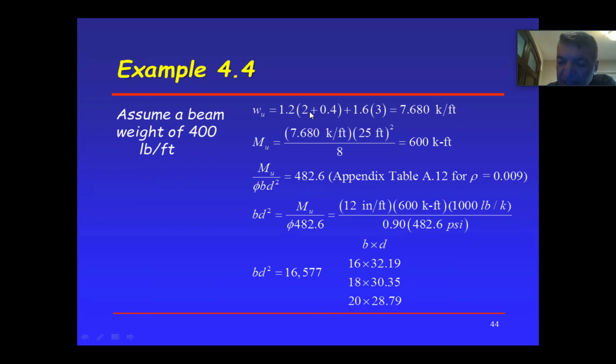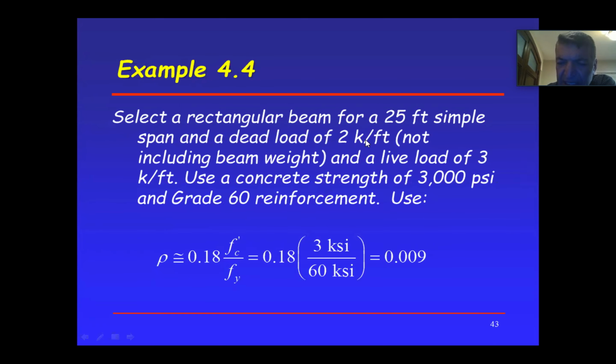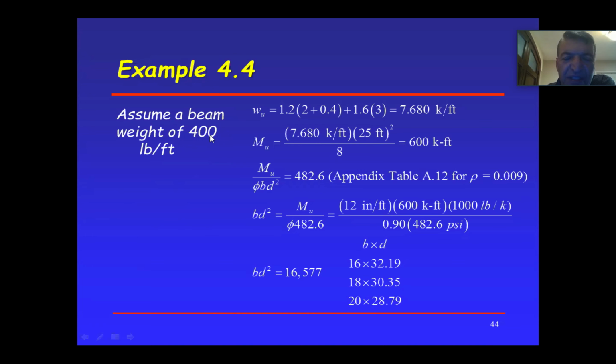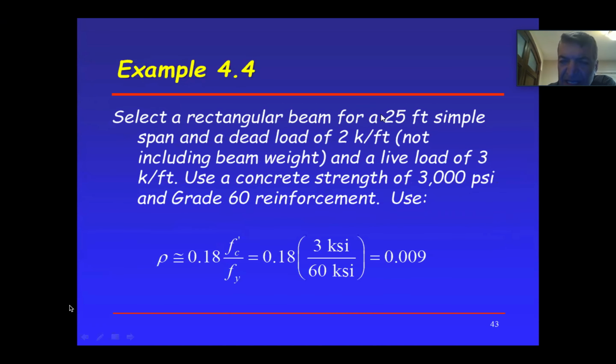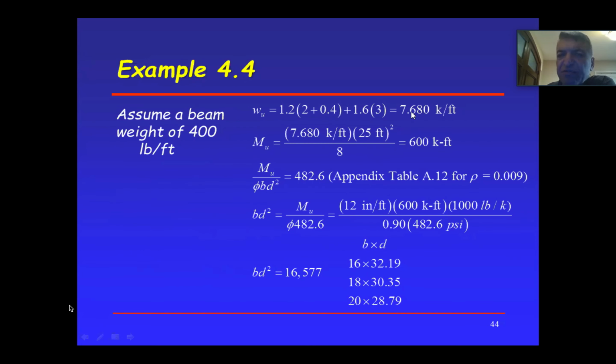1.2 dead load is what? It's the given 2 kips per foot plus the own weight of the beam, which is 0.4 kips per foot, plus 1.6 live load, given as 3. So it gives me this number. I calculate the moment, WL squared over 8. Please watch for the units, it is 600 kip-feet.